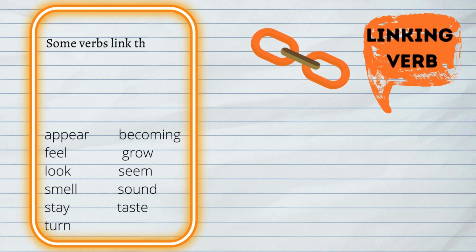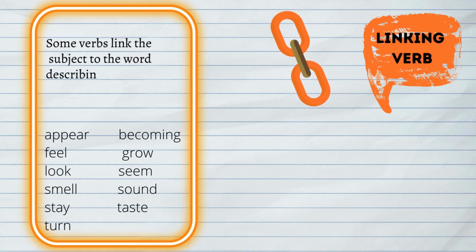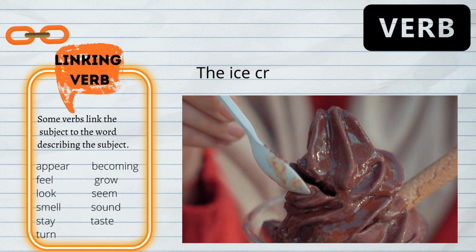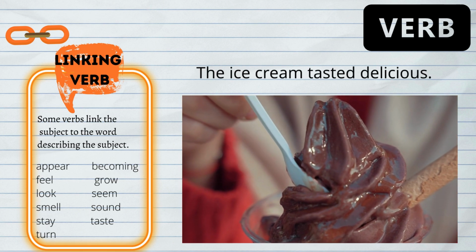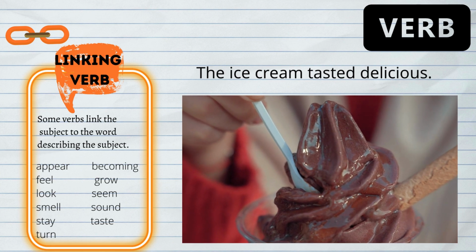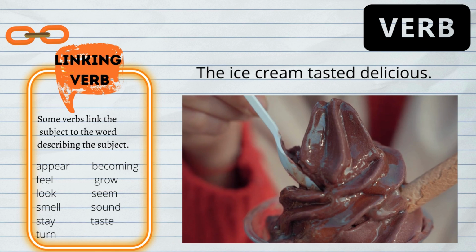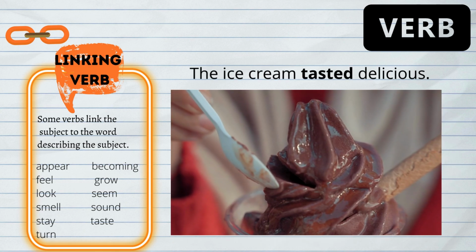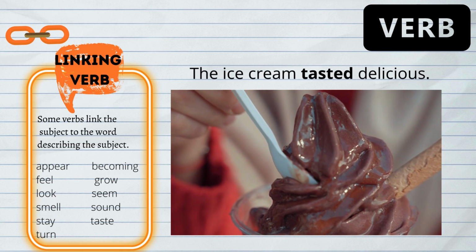Some verbs link the subject to the word describing the subject. These verbs are called linking verbs. Let's look at this sentence. The ice cream tasted delicious. Which word links the subject ice cream to the word describing the subject delicious? Tasted. Tasted is the linking verb.